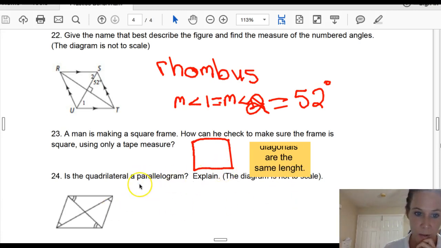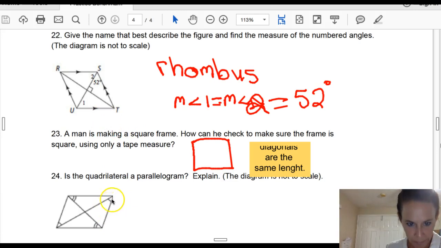And my box went away. All right, let's look at 24. Is the quadrilateral a parallelogram? Explain. The diagram's not to scale. How do I know if it's a parallelogram? Well, going back to those properties of parallelograms that we talked about, I want you to explain to me how you know it's a parallelogram. One of the ways we can know a quadrilateral is a parallelogram is if both sets of opposite sides are parallel.